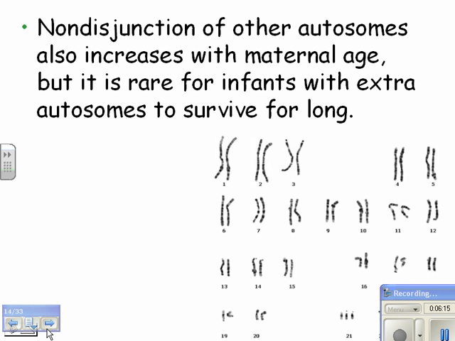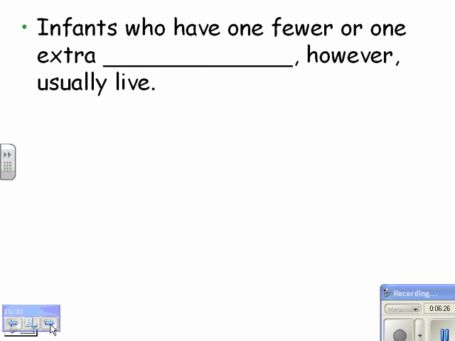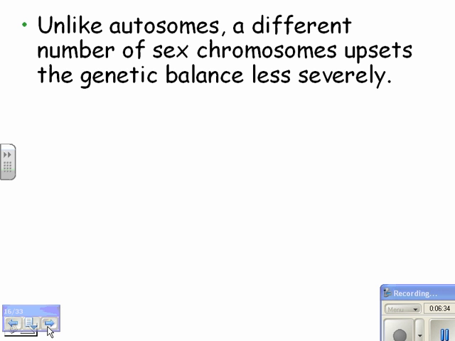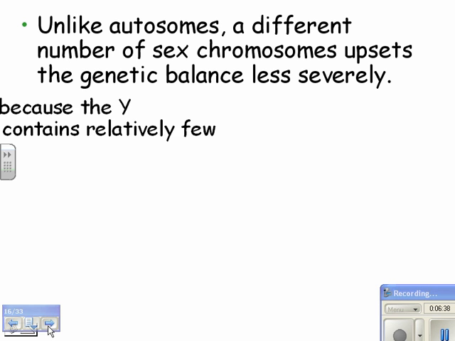Nondisjunction of other autosomes also increases with maternal age, but it's rare for infants with an extra autosome to survive for long. So if you have an extra chromosome 1, typically you die, for example. Infants who have one fewer or one extra sex chromosome, however, usually live, and that is crazy. Let's look at that. Unlike autosomes, a different number of sex chromosomes upsets the genetic balance less severely.